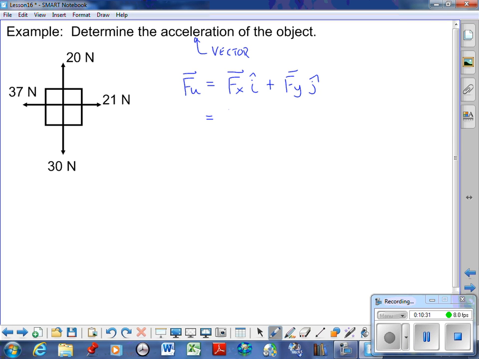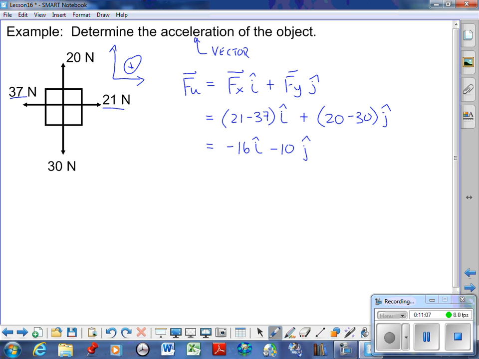So the unbalanced force would equal, and again, my system up and to the right is positive, so my x direction would be the 21 and 37. So it'd be 21 minus 37i. I don't actually have to find components or use trig here. Plus forces in the y direction, up is positive: 20 minus 30j. So that means my unbalanced force would be negative 16i minus 10j.